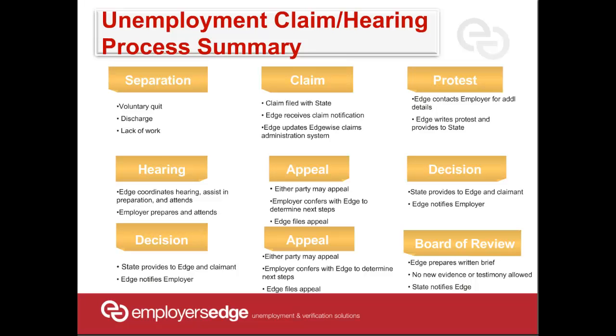And please know where the states are coming from, why their deadlines are so strict. Unemployment was created for the out-of-work worker, and the individual is assumed to be eligible for benefits unless told and proved otherwise. So the states feel like you, the employer, by not responding timely or with enough information, you are holding up someone's right to unemployment benefits who truly may deserve those benefits. So be mindful of your due dates.